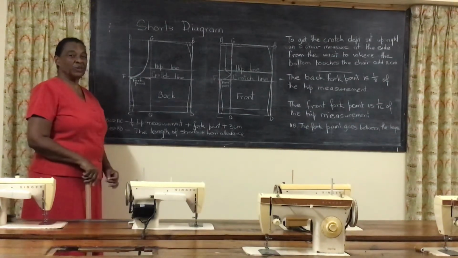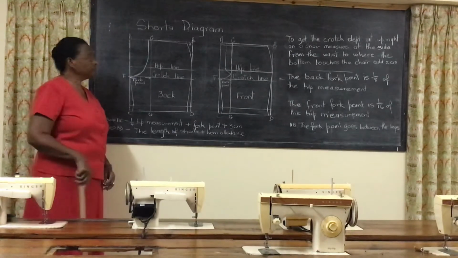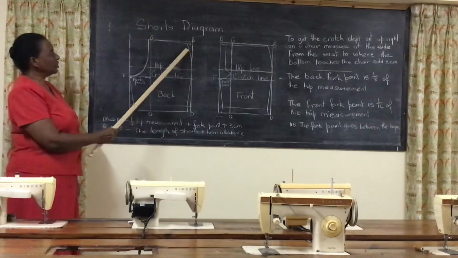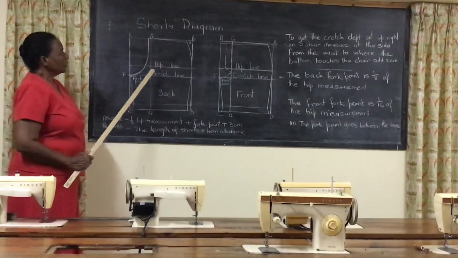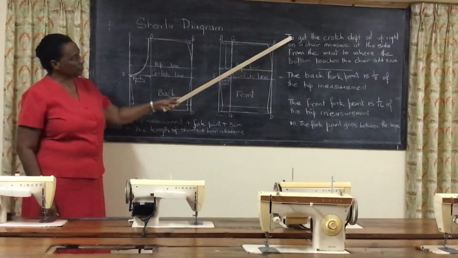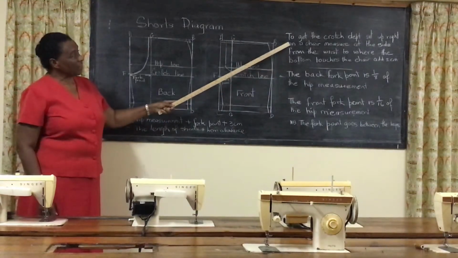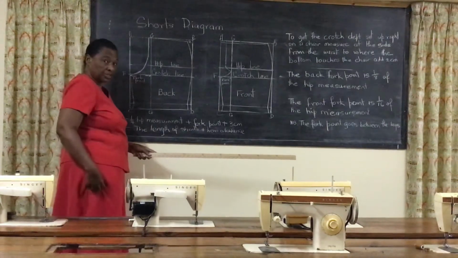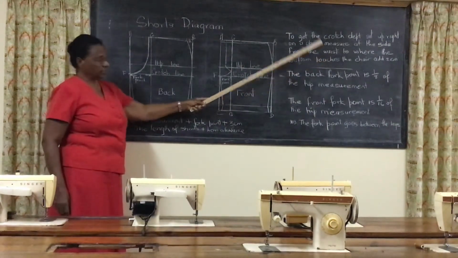Today's session, we will deal with how to do the basic shorts. On the board, I have your diagram of the shorts back and front. To be able to draw the shorts pattern, you have to have your crotch depth. That's an additional measurement. You are to sit upright on a chair and measure at the side to where the bottom touches the chair and add 2 centimeters, and that will give you your crotch depth.